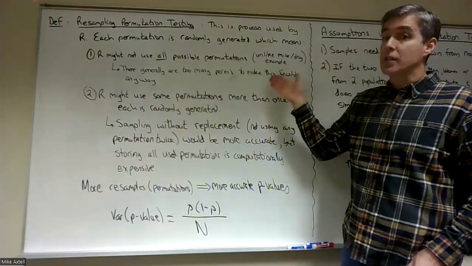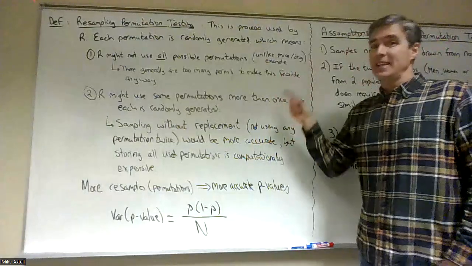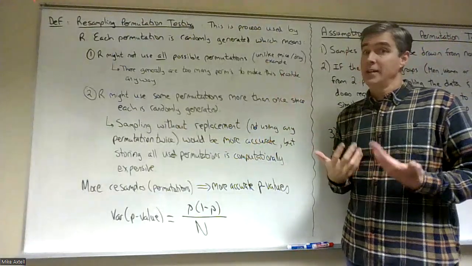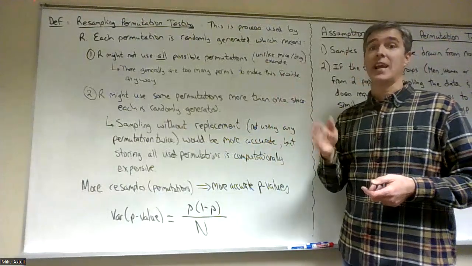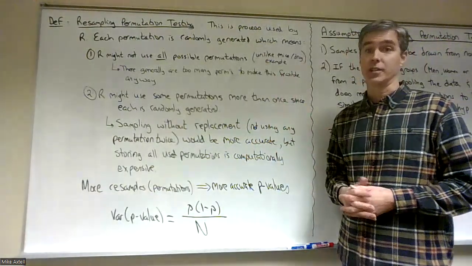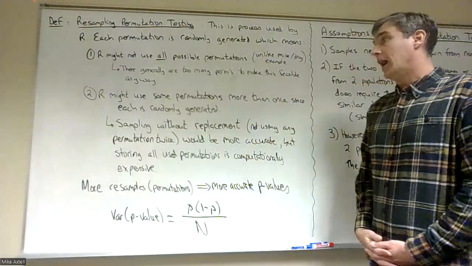So it's not exhaustive. It's not all permutations. And then since each permutation is randomly selected, it's possible that the same permutation occurs more than once in these capital N number of different permutations, okay? And that's just going to be something we deal with.